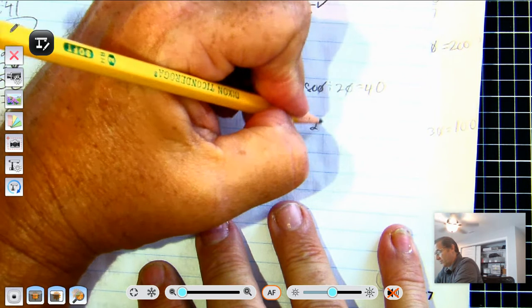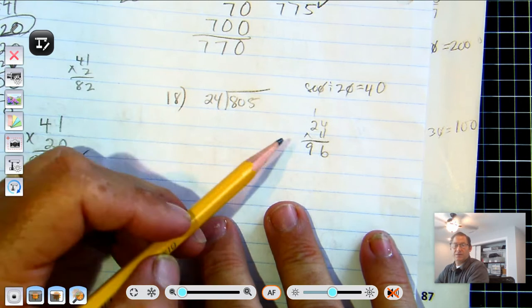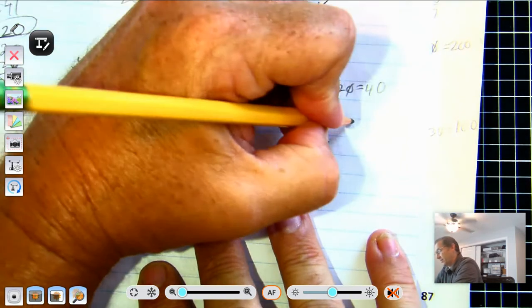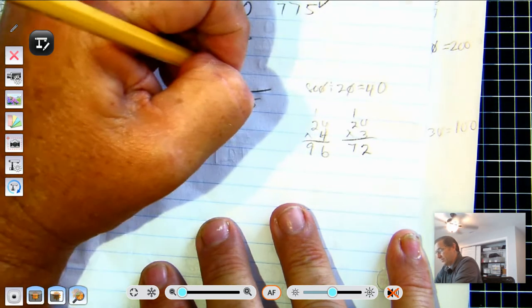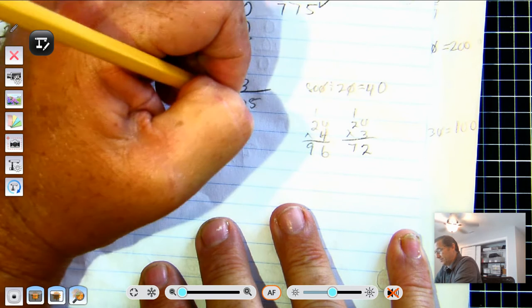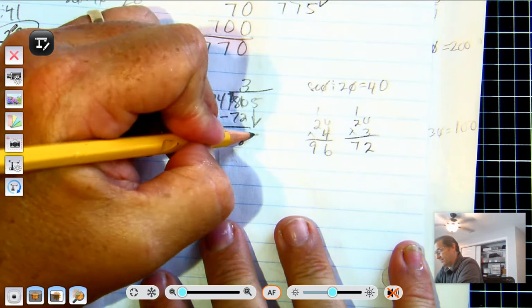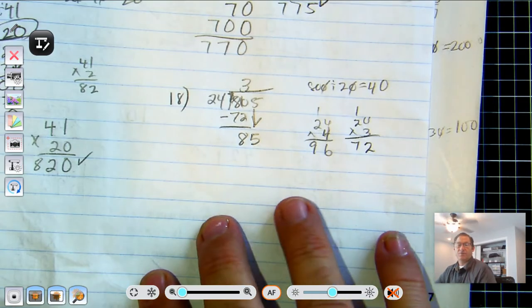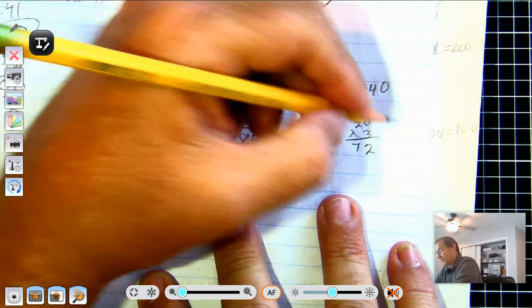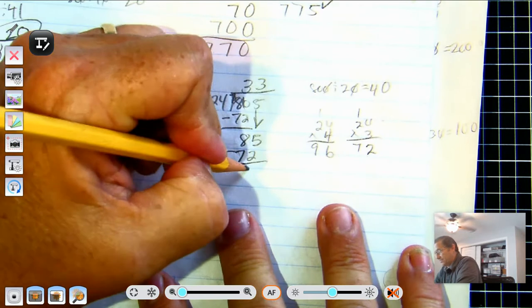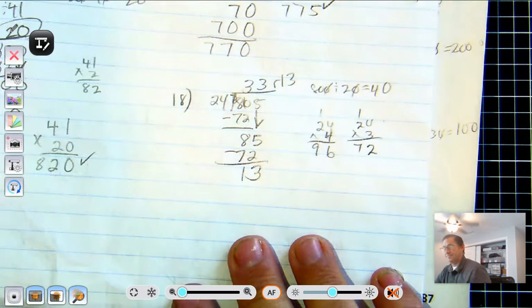So let's try 40. 24 times 4, 96. Okay, so 24 times 4, that's going to be too big, right? So let's try 24 times 3. 72, that works better. Okay, so subtract. We're left with 8. Let's bring down the 5. So we have 85 divided by 24. We already know 24 times 4 is too big, so we're going to use 3 again. 3 times 24 is 72. And so we have 33 remainder 13.